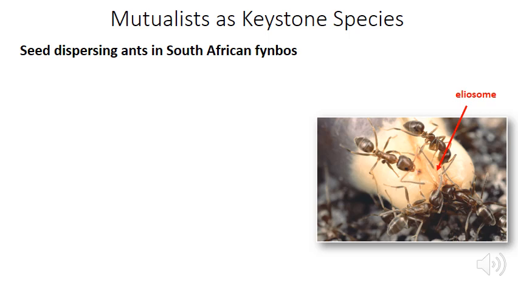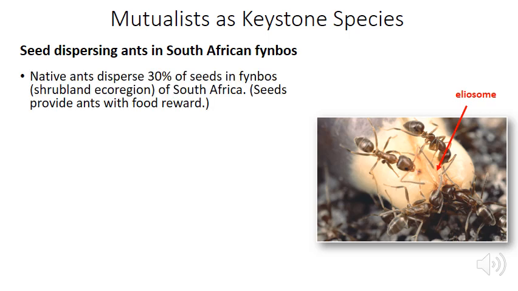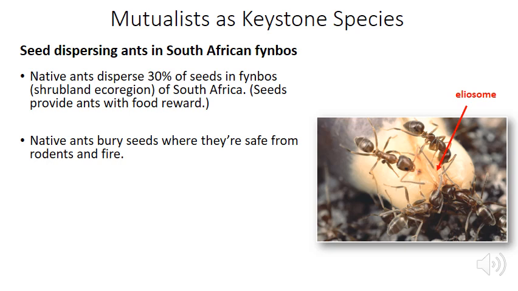So one good example of a mutualistic keystone species are seed dispersing ants in South African fynbos. So native ants in these areas are responsible for 30% of seed dispersal in these habitats. And the seeds of many of these plants have structures called elaiosomes, which are very fatty and lipid-rich structures that provide food as a reward for these ants. So native ants bury the seeds in their nests, and this keeps the seeds safe from many rodents who feed on the seeds, but also from fires.